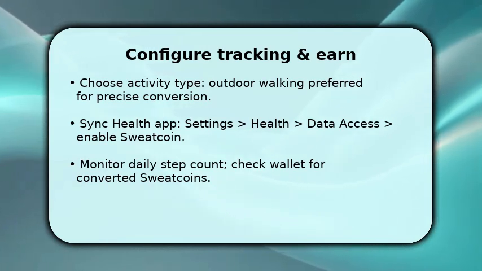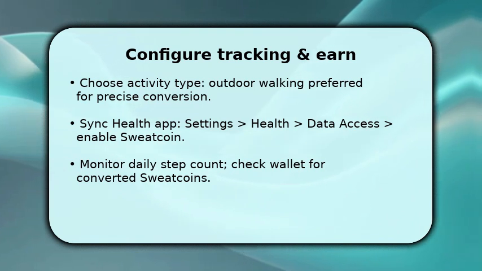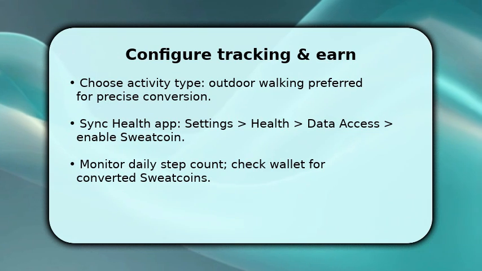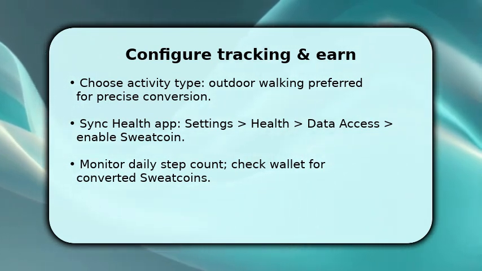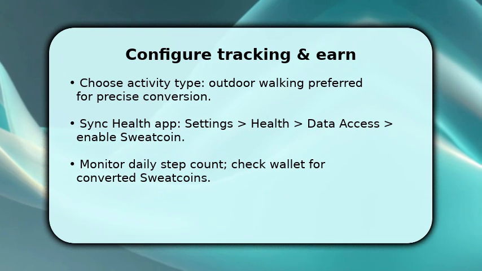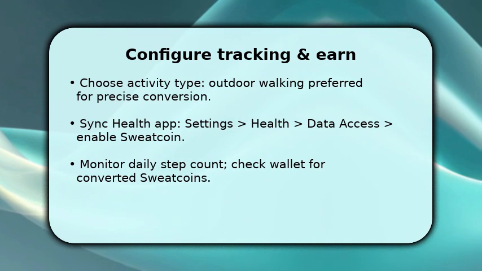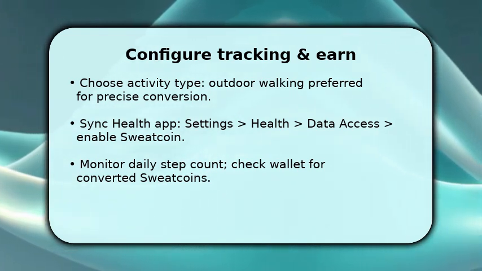Now you will configure tracking so Sweatcoin converts steps into balance reliably. Open Sweatcoin settings and select outdoor tracking for best accuracy. Indoor treadmill steps may not convert the same. Connect to Apple Health by allowing Sweatcoin to read steps. This sync smooths counts and prevents duplicates. Once connected, walk naturally. The app converts qualifying outdoor steps into Sweatcoins and updates your wallet. If you walk with phone in pocket, your steps register more consistently.